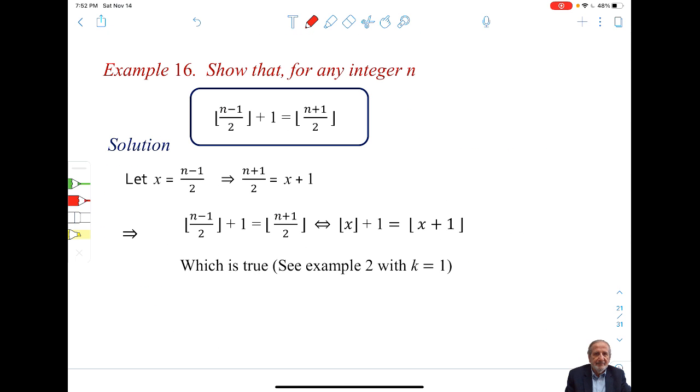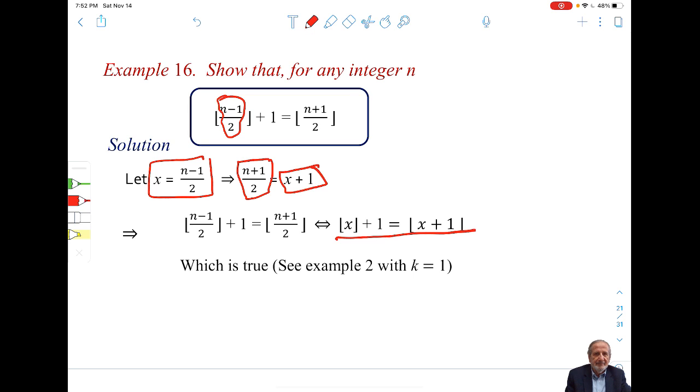Here's another example. Show that the floor function of (n minus 1) over 2 plus 1 is equal to the floor function of (n plus 1) over 2. So what I do here is I took this and called it x. Then when you add 1 to it, (n plus 1) over 2 is x plus 1. So now you are asked to prove this. And this is true because this one here is an integer. We take it outside. That's all we did.